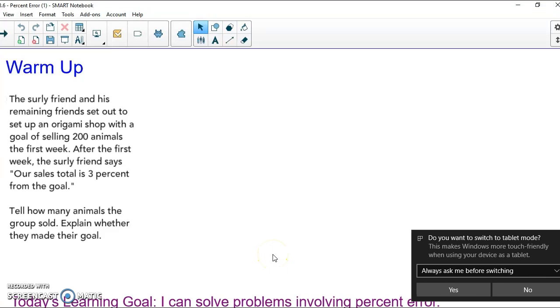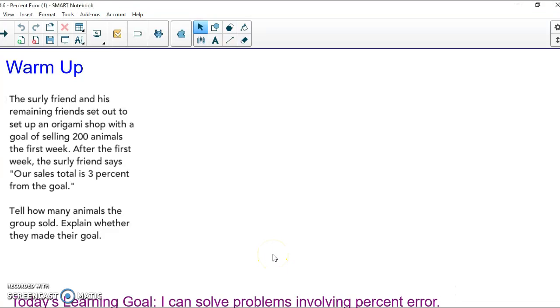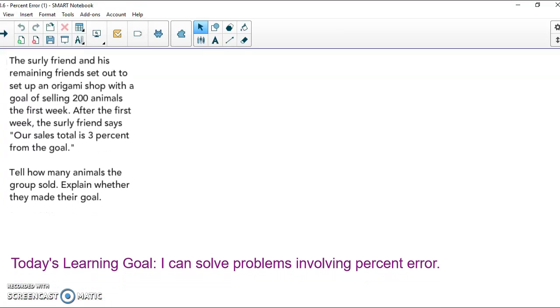All right, here we go, pre-algebra. We're crossing our fingers that everything will go well in this video. We're looking at 3.6% error, and this is our last lesson for topic 3. So today's goal: I can solve problems involving percent error.